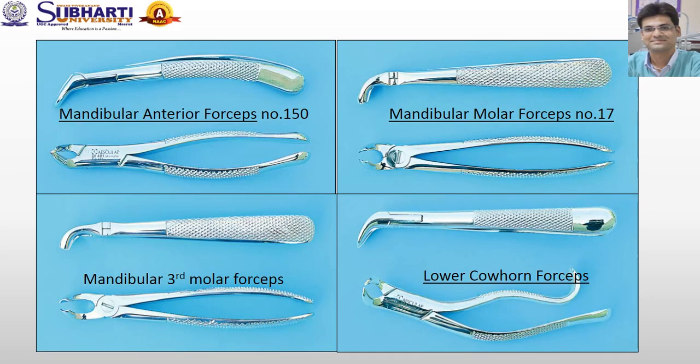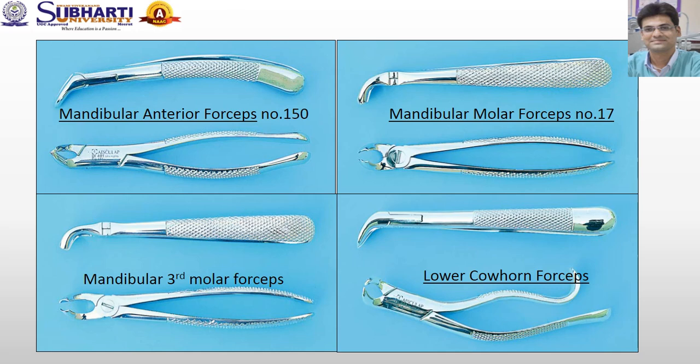Let's move on towards the mandibular forceps. The mandibular teeth again require a different type of forceps for extraction. The mandibular anterior forceps is number 150. It's very similar to the maxillary universal forceps. The major difference is that the beak of this instrument is vertically directed for extraction of mandibular teeth. These forceps extract incisors, canines and premolars because all these are single rooted teeth.